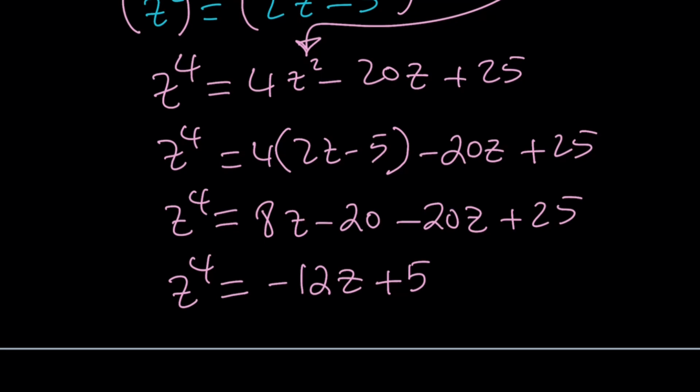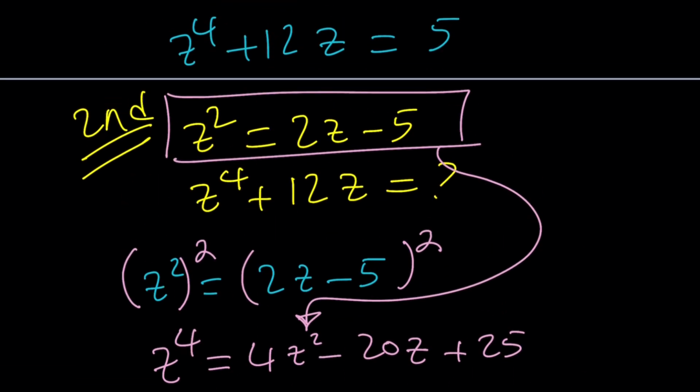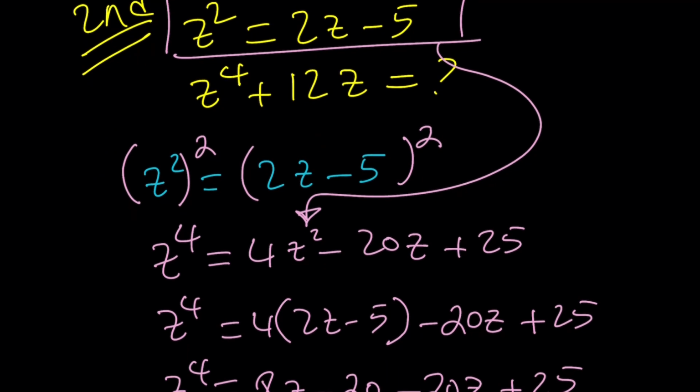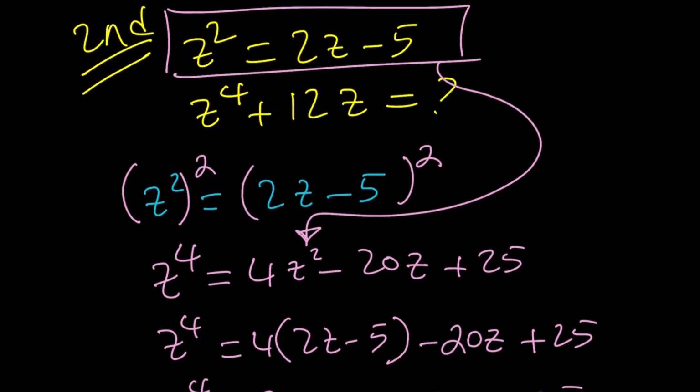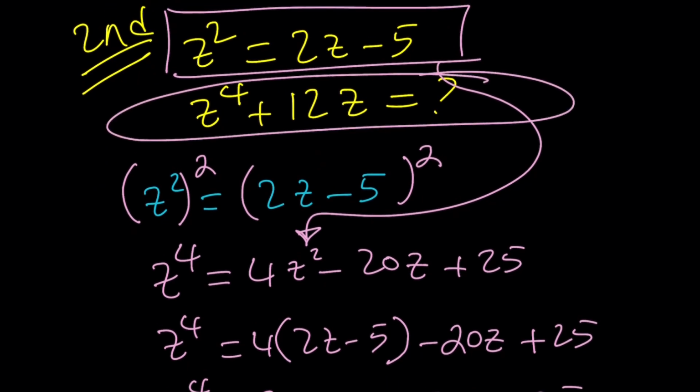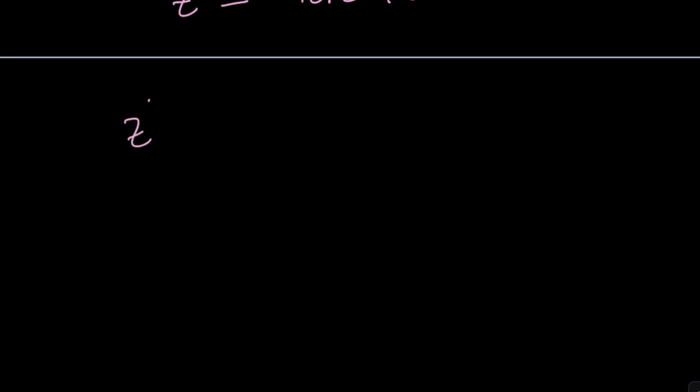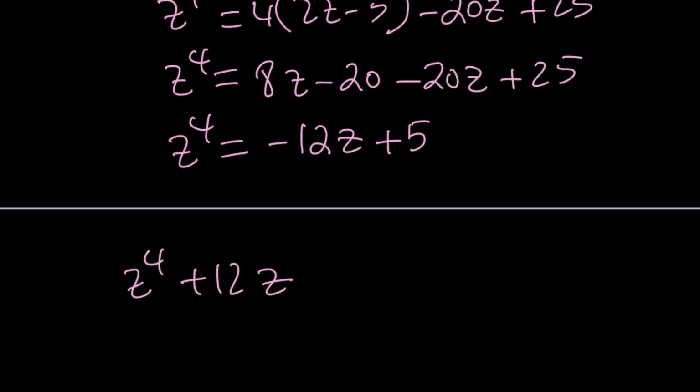Okay? Well, how's that going to help? What were we trying to find? What was the expression? Oh, we were trying to evaluate, pretend you don't see the first method. We were trying to evaluate z to the fourth plus 12z. Okay, so that's what we're looking for. Wait a minute. I already know that z to the fourth is equal to negative 12z plus 5. So all you have to do is add this to both sides and you'll get the answer. Okay? So if you do add this to both sides, you're going to get 5, which is the answer.